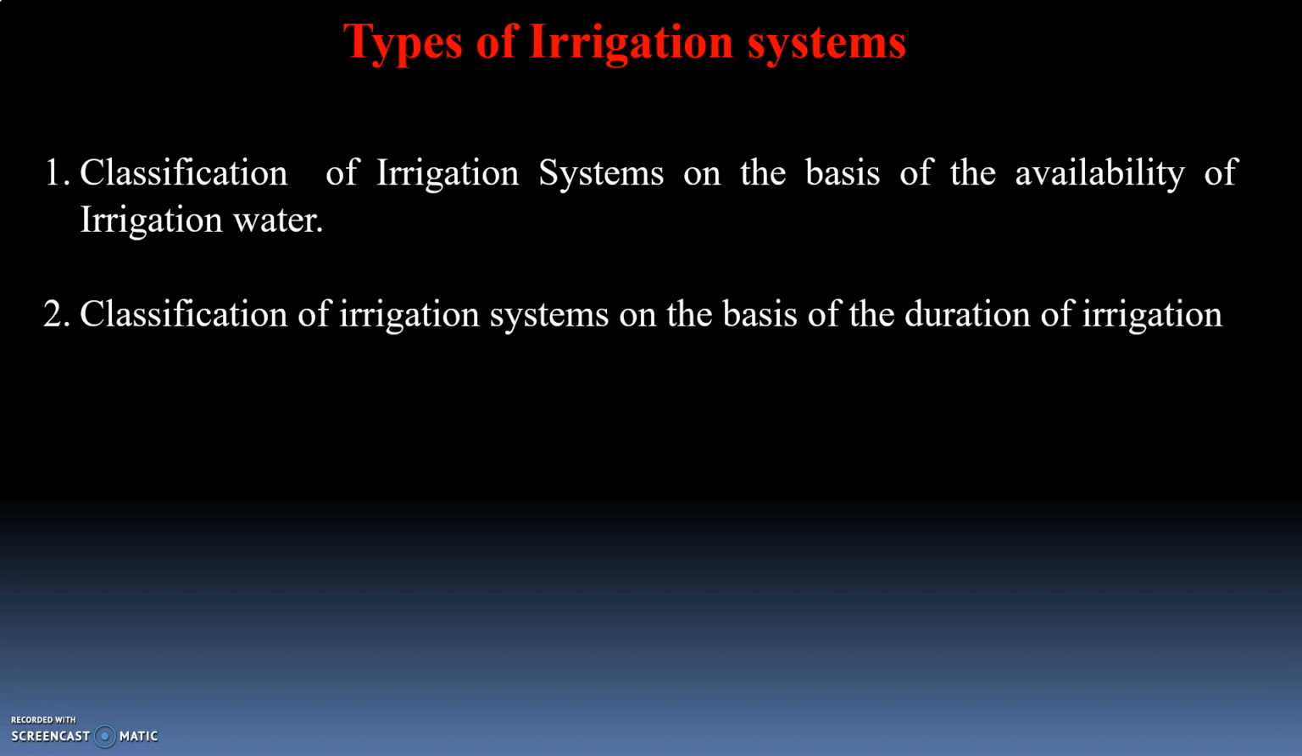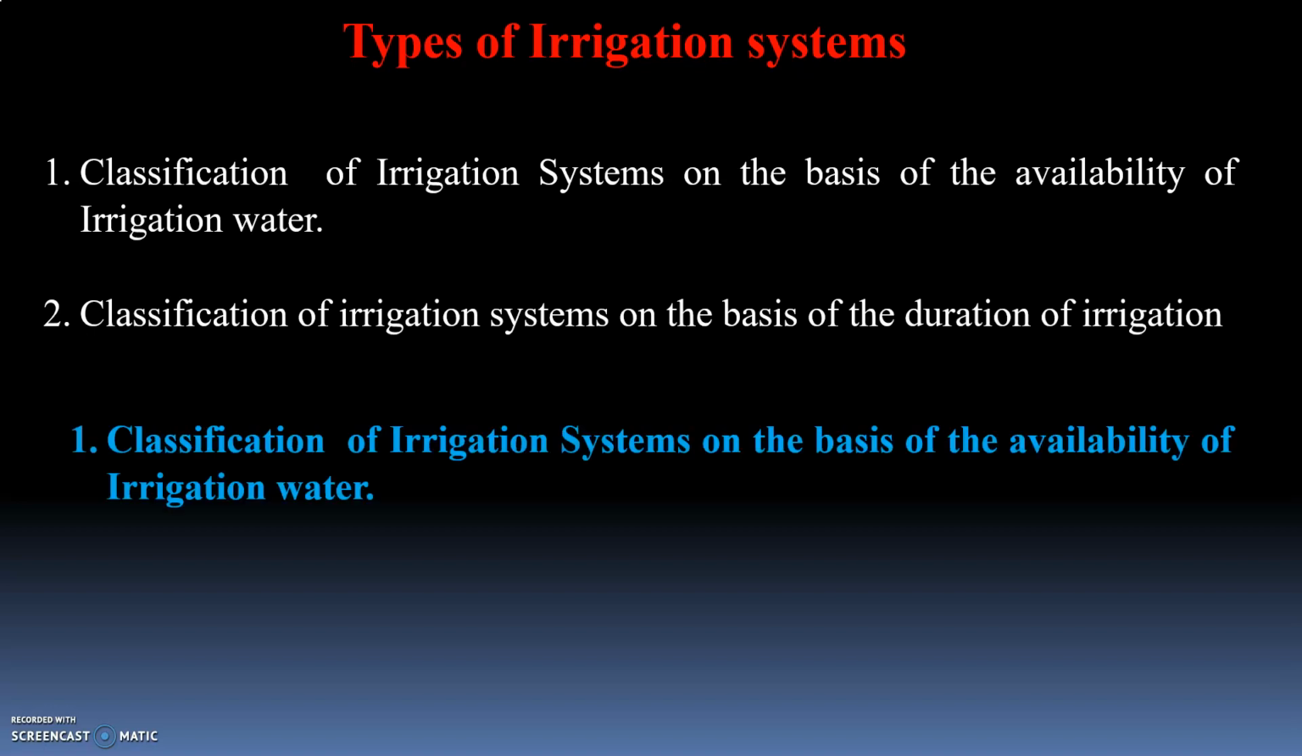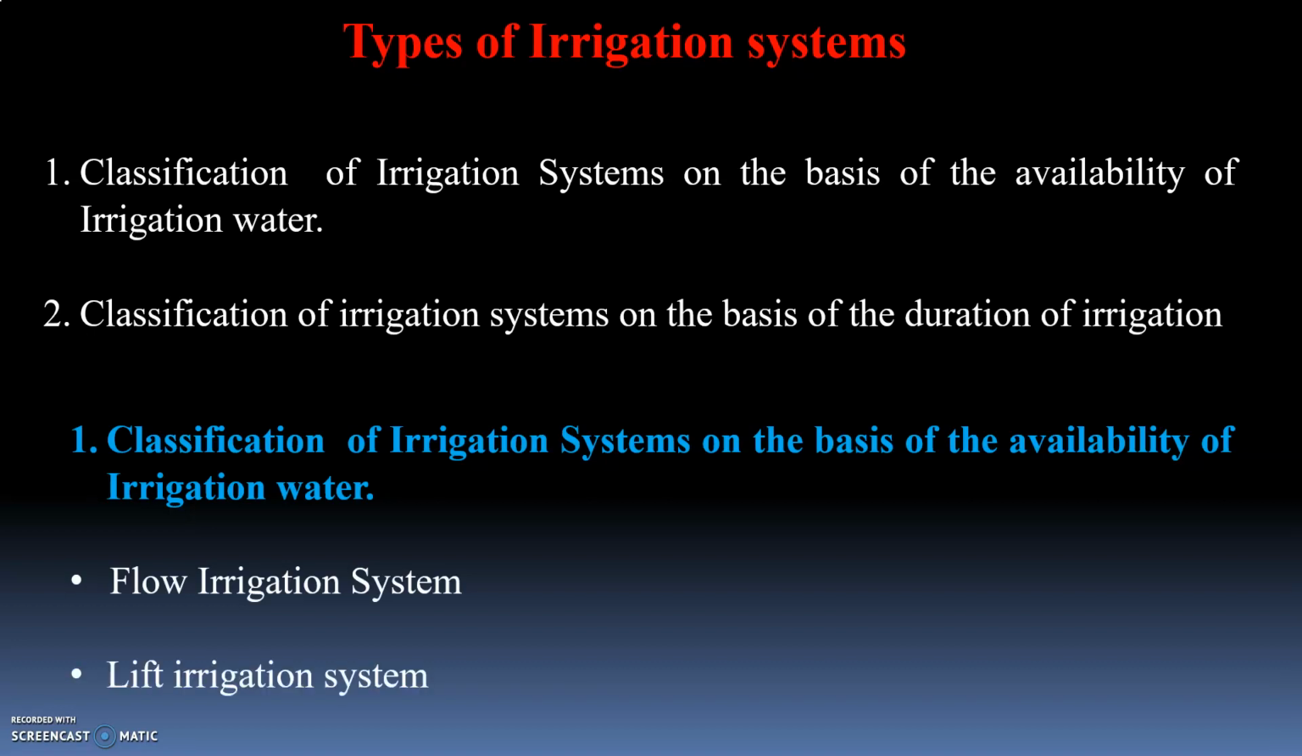So mainly this irrigation system is classified under two heads. The first one is based on the availability of irrigation water, and second one is based on the duration of irrigation. So let us take the first one and discuss the different types under this category. Under this classification, there are two types. The first one is flow irrigation system and second one is lift irrigation system.